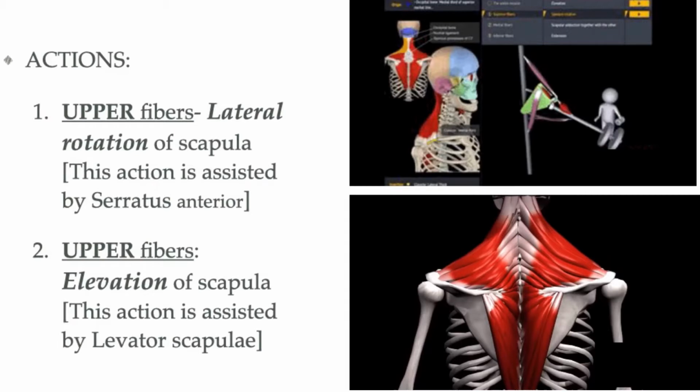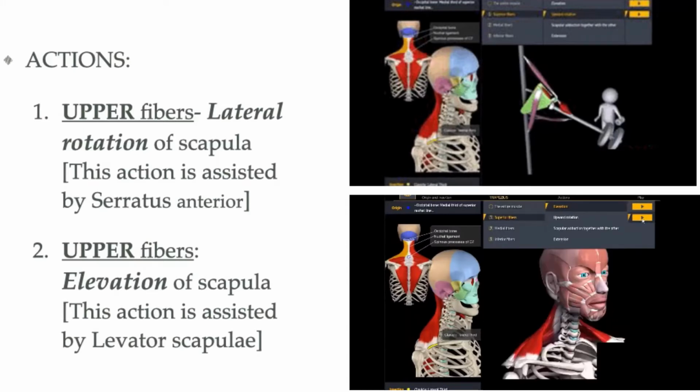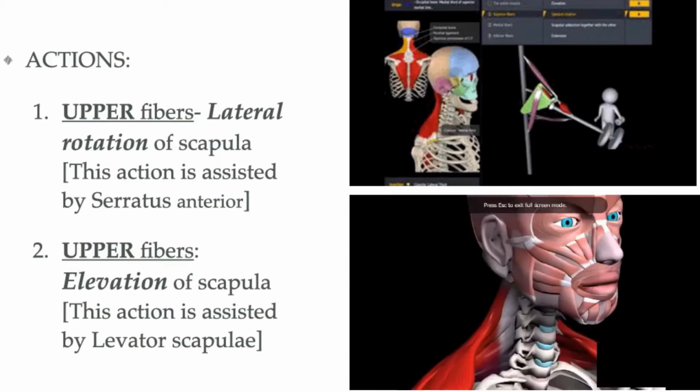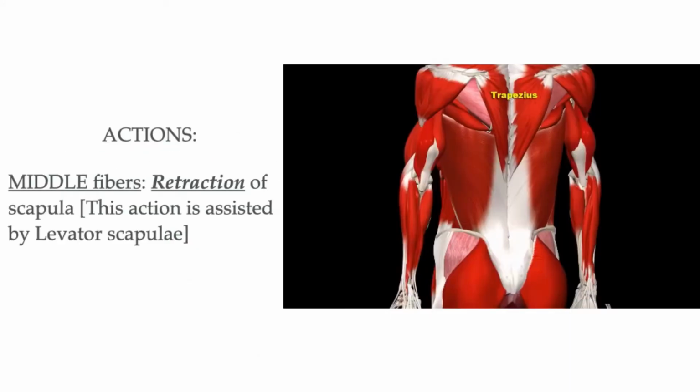Now let us revise the action of upper, middle and lower fibers of trapezius again. The upper fibers result in lateral rotation and elevation of scapula. As you can see in the lower illustration, they are contracting to pull the scapula upward, and this commonly occurs while performing shrugging of the shoulder. In the above illustration, you can see the upper fibers contracting to cause lateral rotation of the scapula.